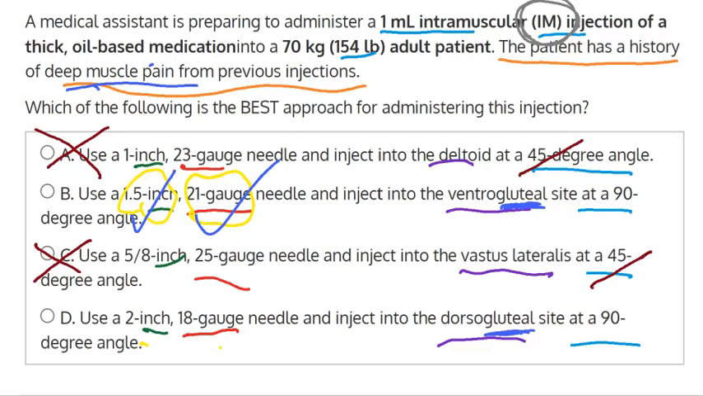Also, when you look at option D saying the dorsogluteal site, with the dorso you have to be careful for accidentally hitting the sciatic nerve, which you don't have that risk with the ventrogluteal site. So for that reason, option B is going to be our answer here.